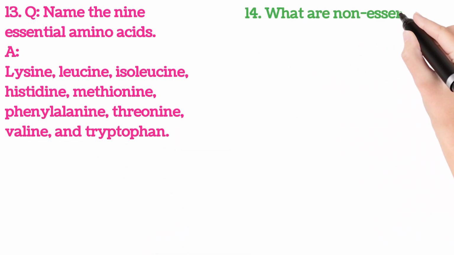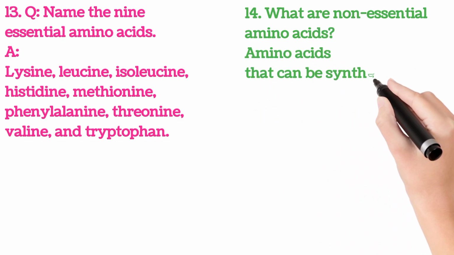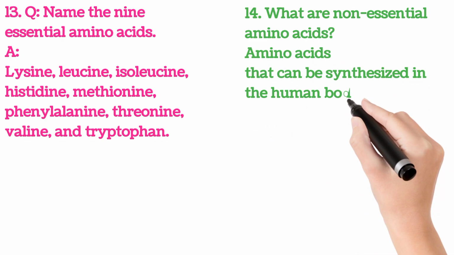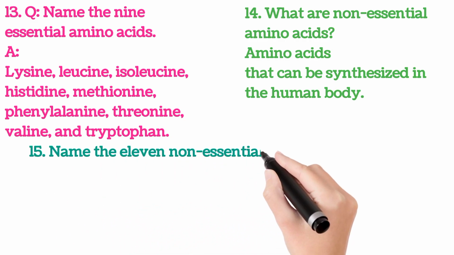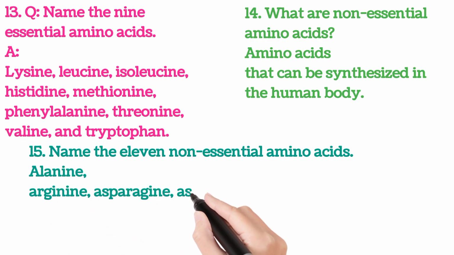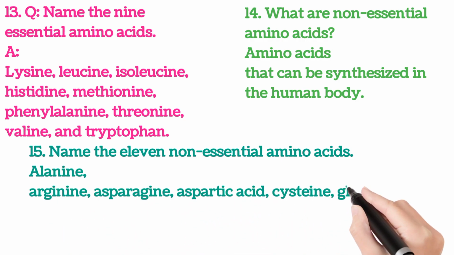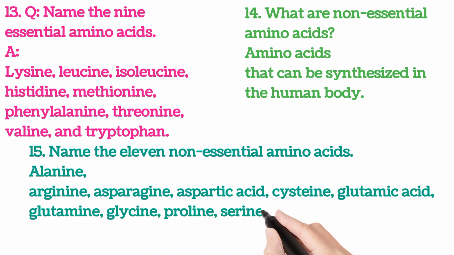14. What are non-essential amino acids? Amino acids that can be synthesized in the human body. 15. Name the 11 non-essential amino acids. Alanine, arginine, asparagine, aspartic acid, cysteine, glutamic acid, glutamine, glycine, proline, serine, and tyrosine.